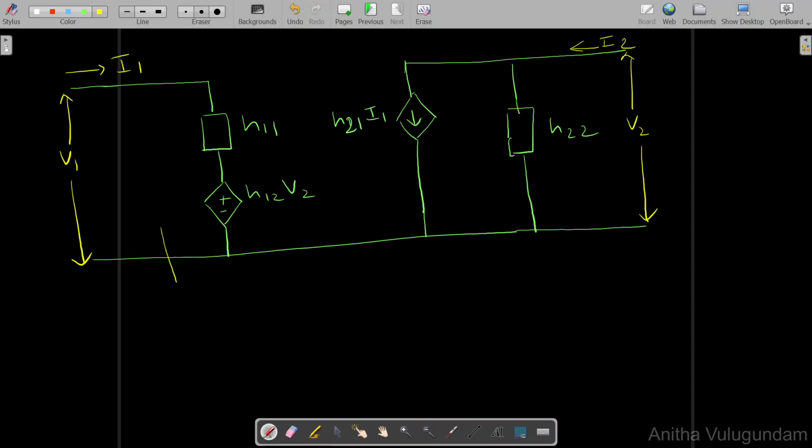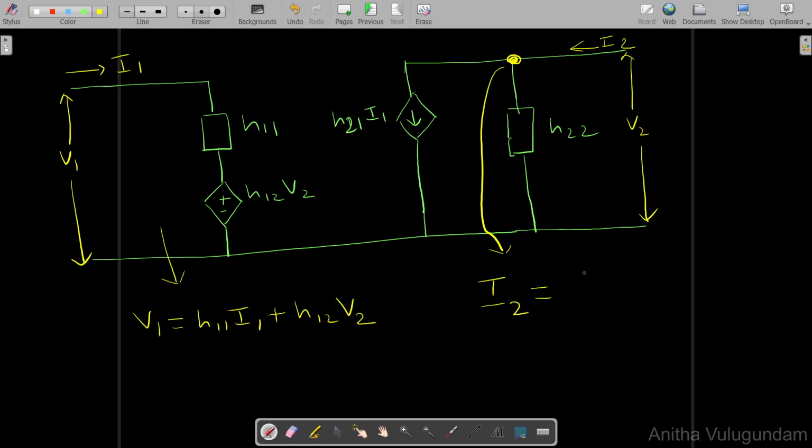If you apply KVL to this loop, we'll get the first equation V1 equal to H11 I1 plus H12 V2. If you apply KCL at this node, we'll get the second equation, current entering equal to current leaving. I2 equal to H21 I1 plus H22 V2. So this is the equivalent circuit of a two-port network in terms of H parameters.